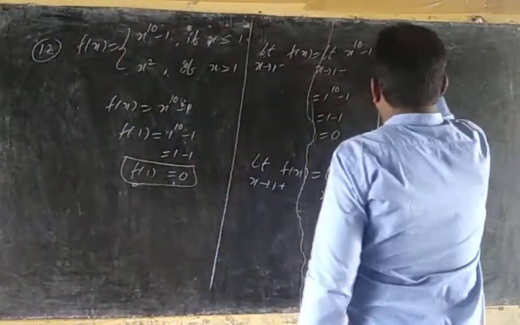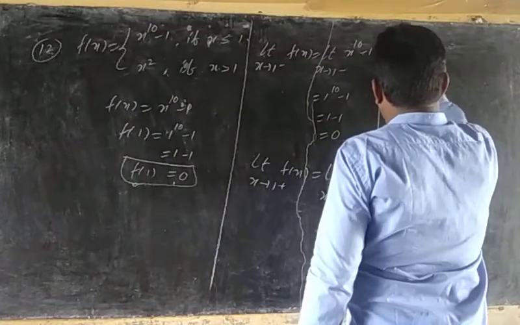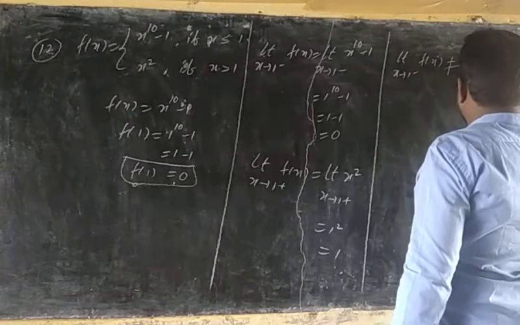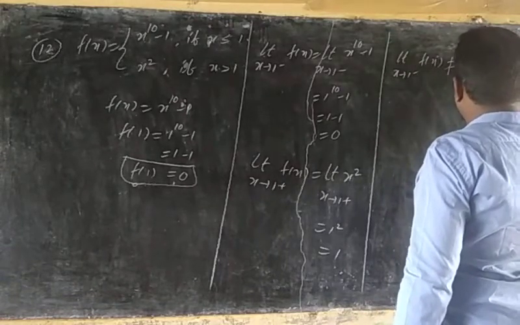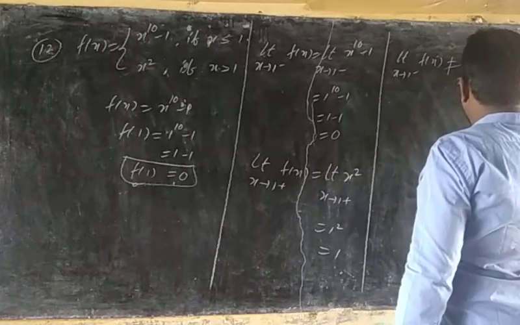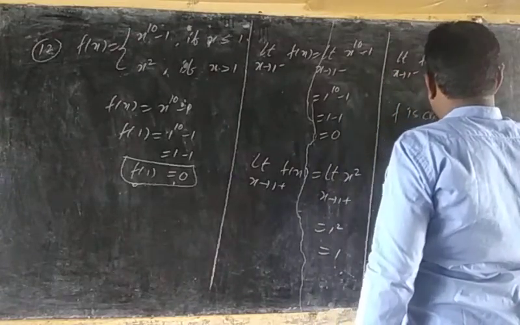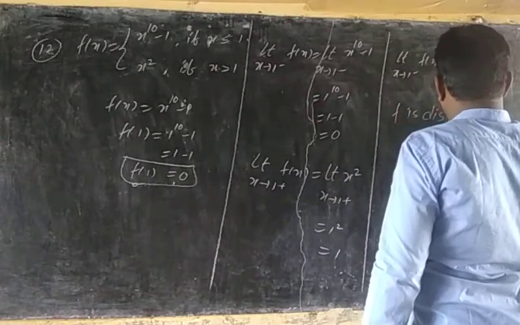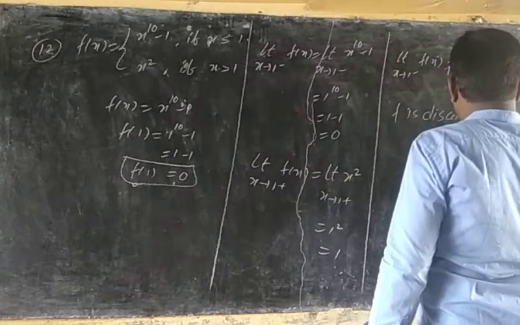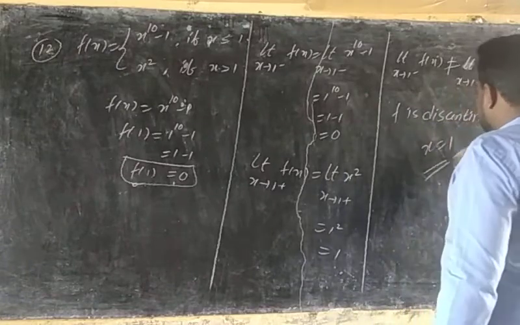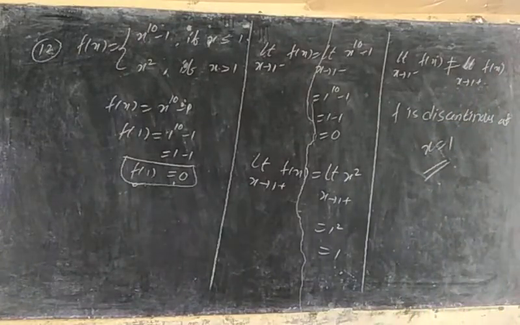Therefore, limit x tends to 1 minus of f of x is not equal to limit x tends to 1 plus of f of x. Therefore, f is discontinuous at x equals 1. At x equals 1, it is a discontinuous function.